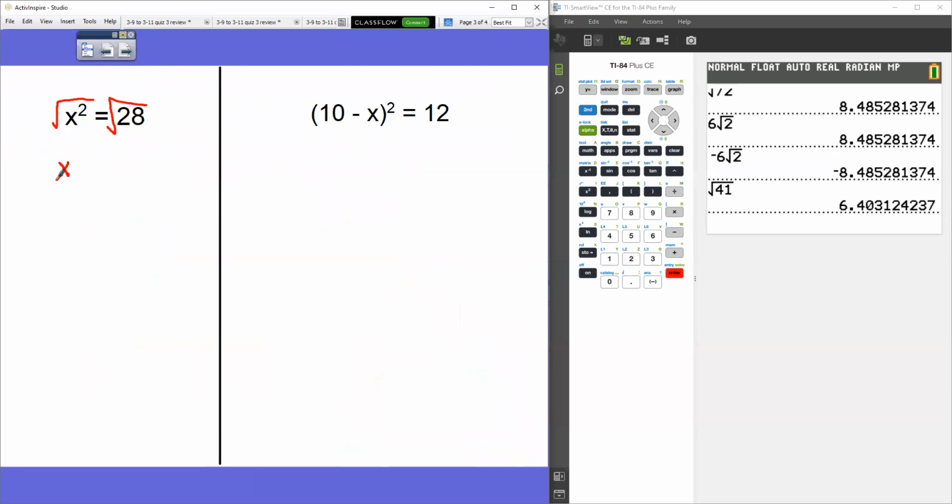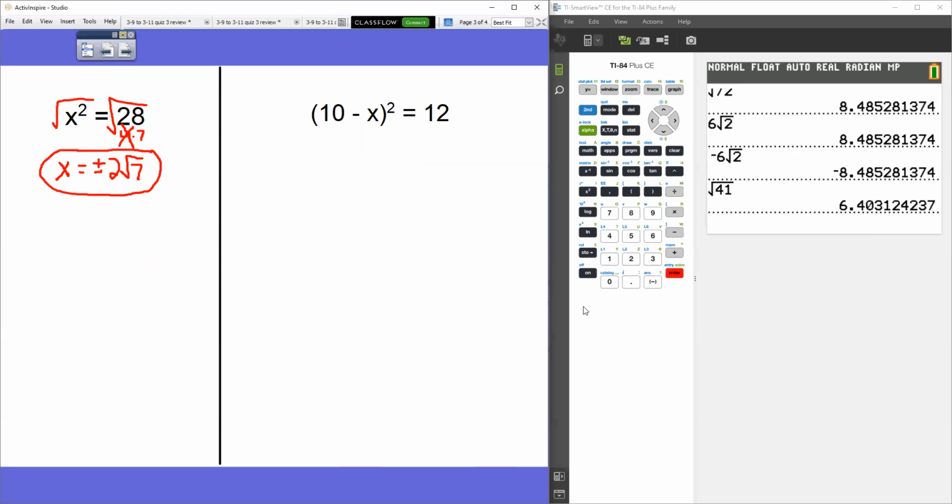So the square root of x squared is just x. And then 28. 28 is not a perfect square, so we need to simplify it. What times what is 28, with one of the terms being a perfect square? Well, 4 times 7, 4 is a perfect square. 4 times 7 is 28. Cross off the 4, bring out the 2. So this is plus or minus 2 radical 7. That would be our answer in simplest radical form.